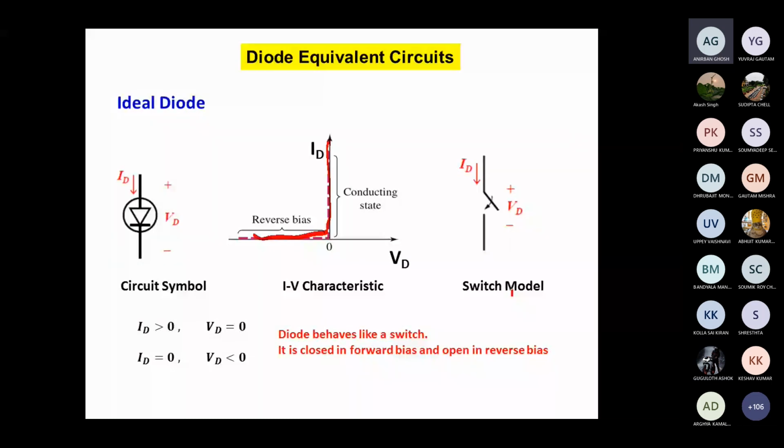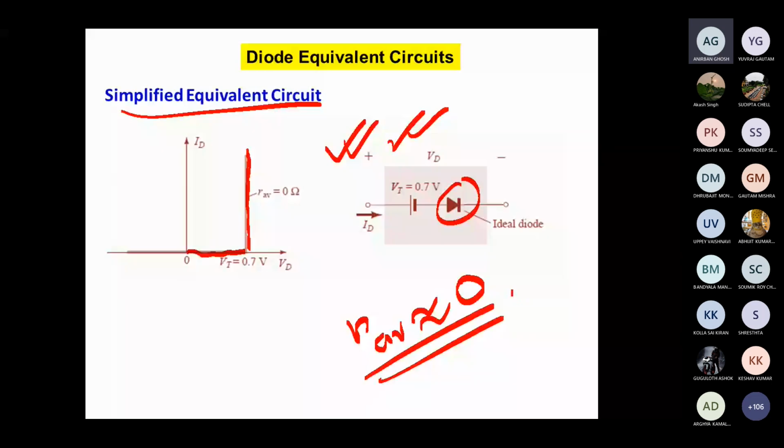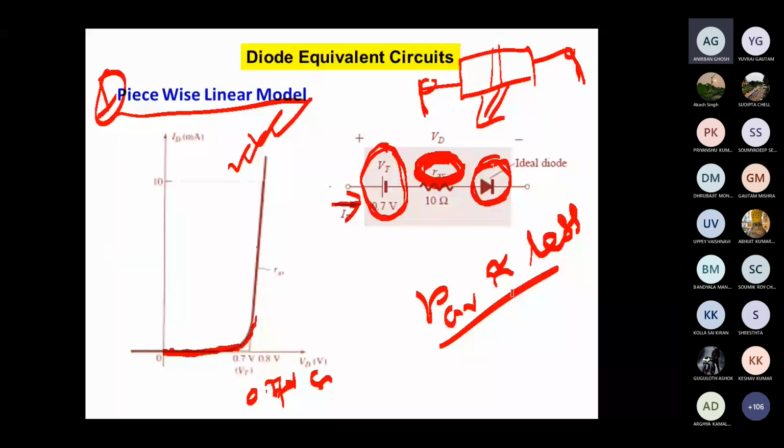So these three are your ideal diode circuit, the simplified equivalent circuit, and this is the piecewise linear model circuit. When you analyze a circuit using the junction diode, you have to use this circuit model.